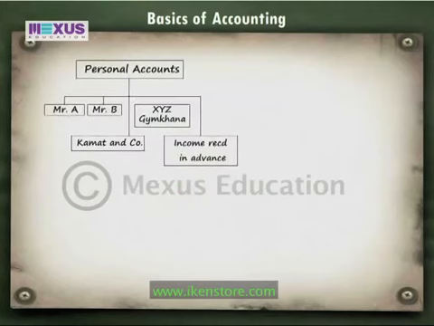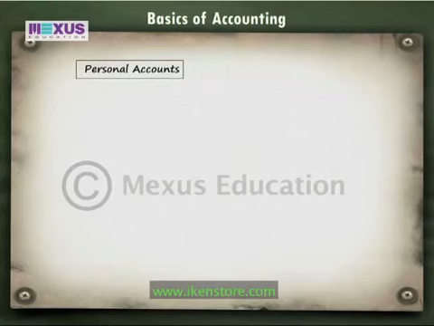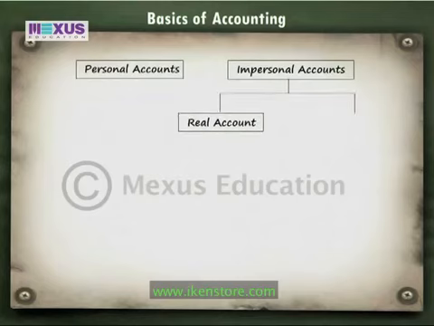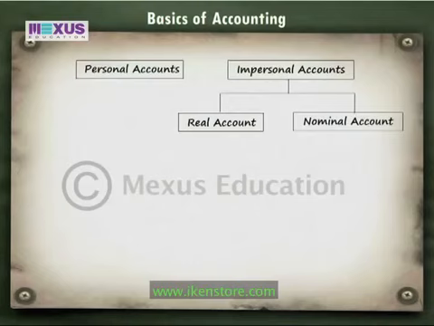Personal accounts deal with accounts of individuals and firms with which the businessman deals. Impersonal accounts relate to other than persons. These are again divided further into two types: real account and nominal account. The real account deals with accounts of property, assets, and possessions of the firm.